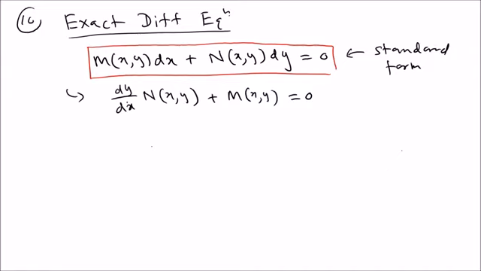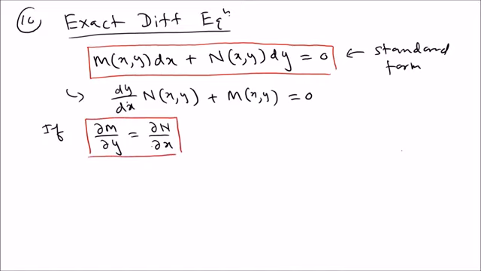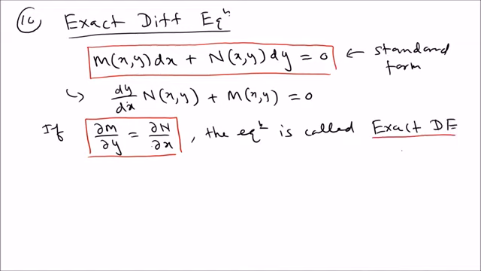Now let's talk about the theorem that we discussed. If the partial derivative of M with respect to y equals the partial derivative of N with respect to x, if those two are equal, we call this differential equation an exact equation. That's the kind of test we use. The equation is called an exact differential equation.